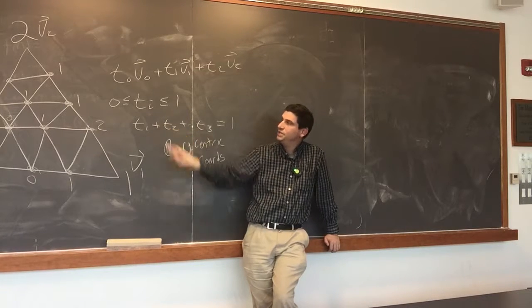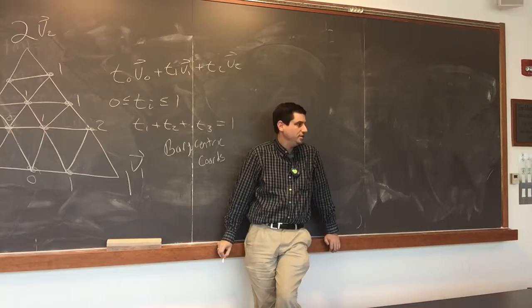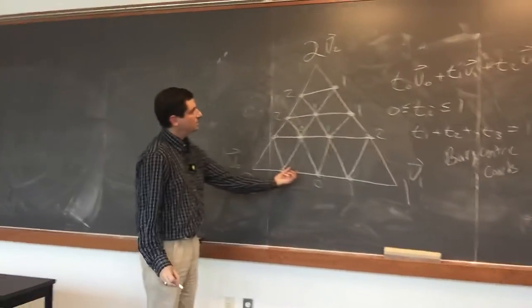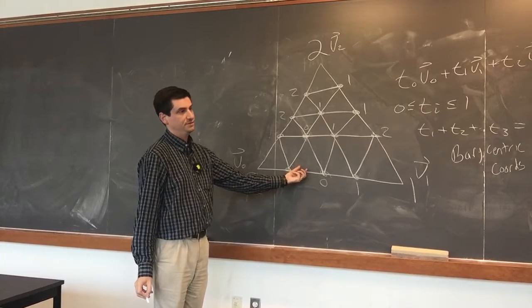So it turns out any point inside the triangle can be written uniquely. If I'm going to be a point on the boundary, how much t2 do I have?